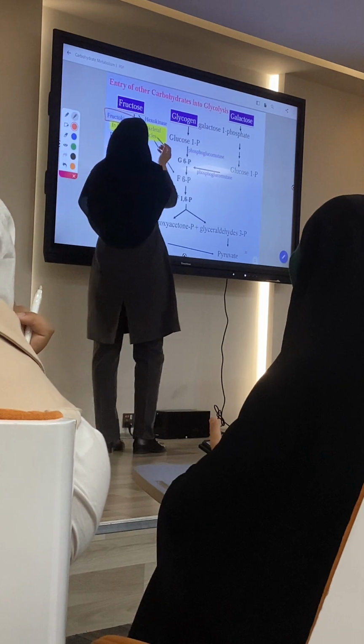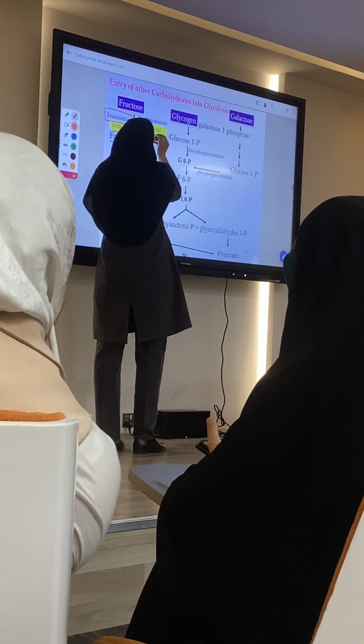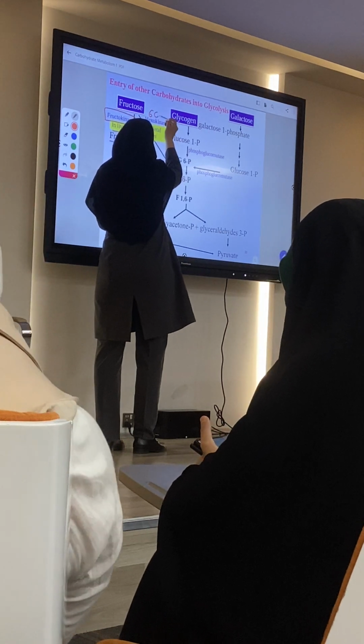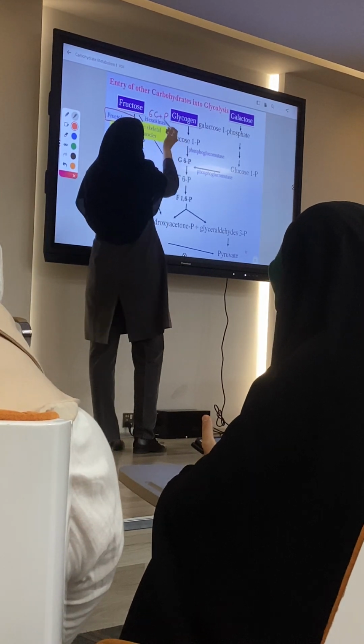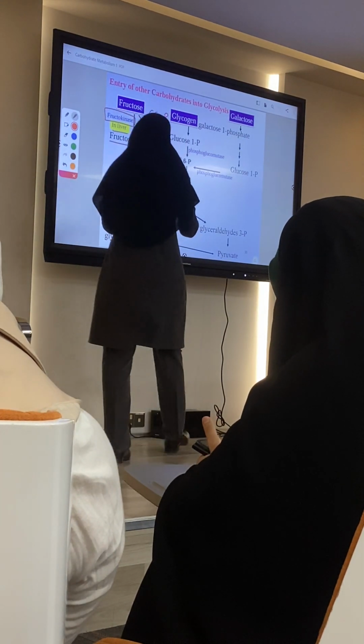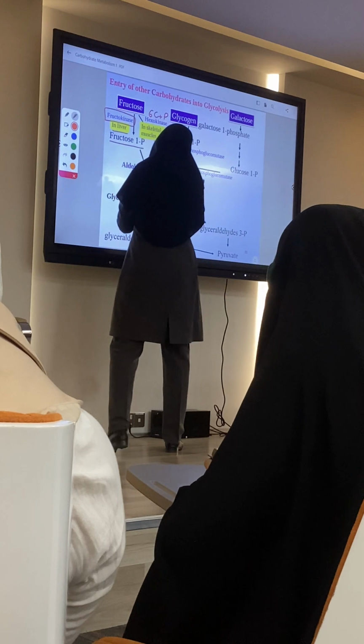When we say hexokinase, it means that a 6-carbon carbohydrate has a phosphate added, no matter which one. This is glucose. You know, all of them. Please pay attention to the site.